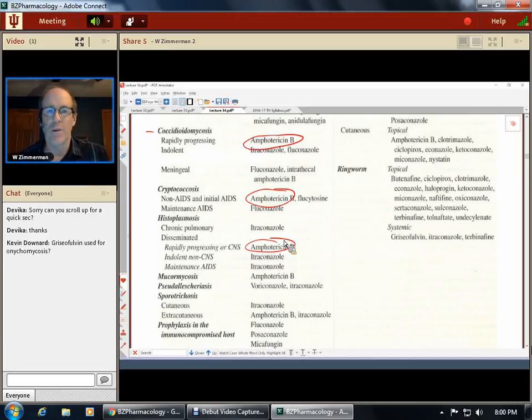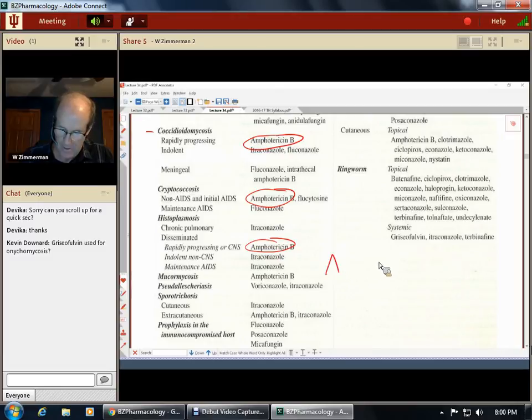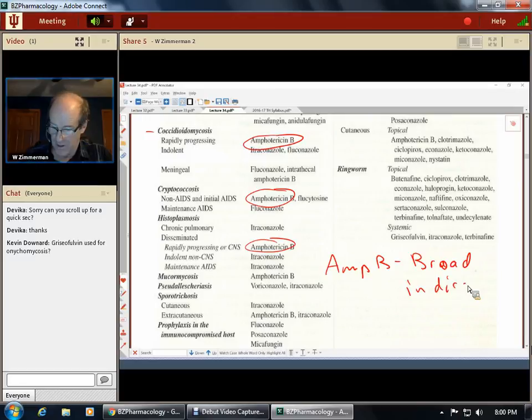So really the main point that I want to make in that chart there is we certainly don't want to memorize it, but just notice the broad spectrum. It has a broad indication. It's a better way to say it. Nothing still matches the utility of amphotericin B. We just go with other things that are much less toxic.